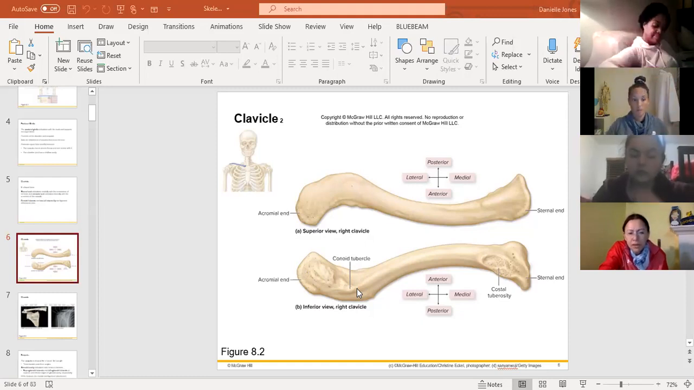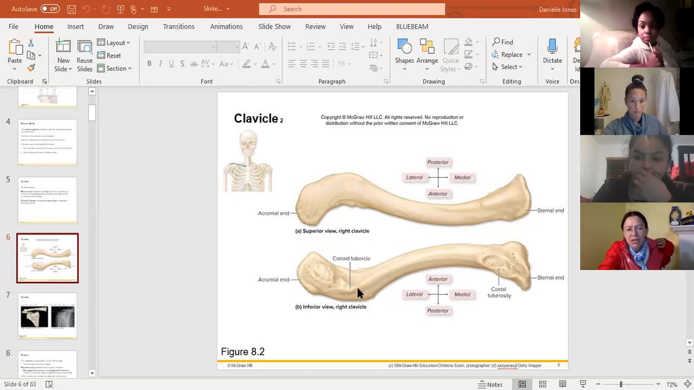Yeah, but it's from anterior or posterior? How?